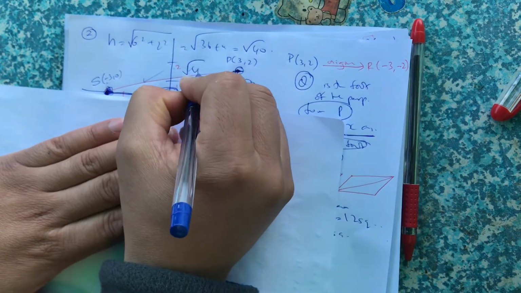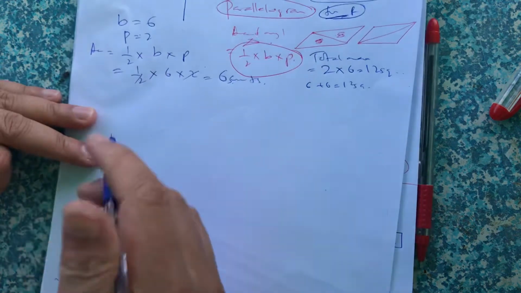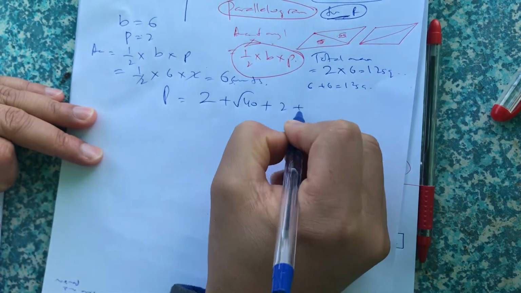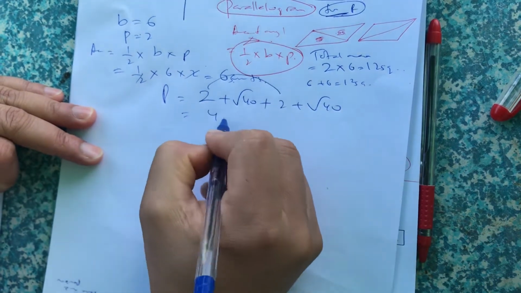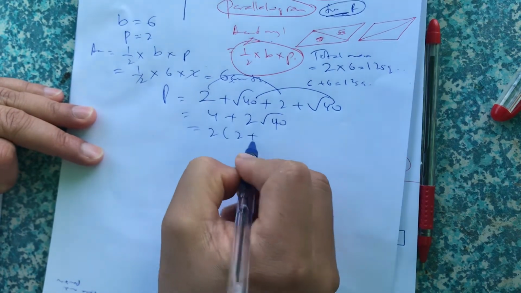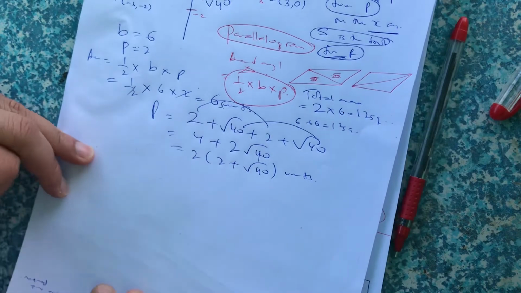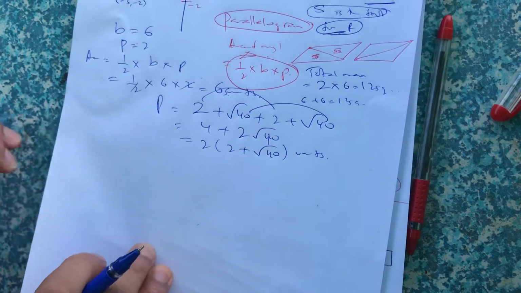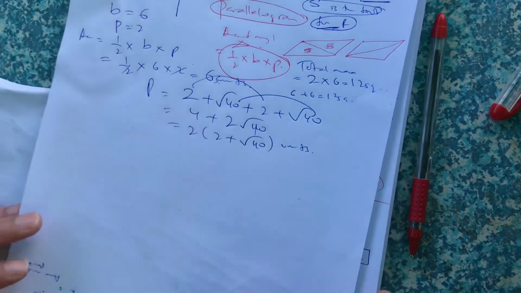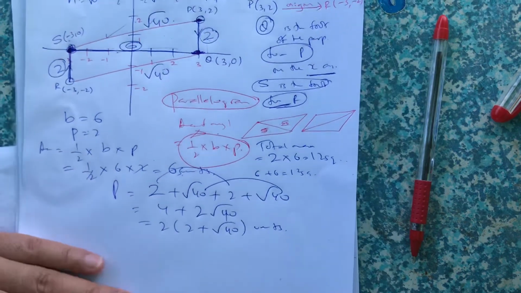So this is root 40, and in a parallelogram, if this is root 40, this also has to be root 40. So my total perimeter is 2 plus root 40 plus 2 plus root 40. So 2 and 2 gives me 4, and root 40 and root 40 gives me 2 root 40. I take 2 common, so the perimeter is 2 plus root 40. That's how we find the area and the perimeter of a parallelogram. If you are not aware of the foot of the perpendicular, then it becomes a problem. I've already explained the foot of the perpendicular also, and this is how you solve this kind of question. Is that okay?